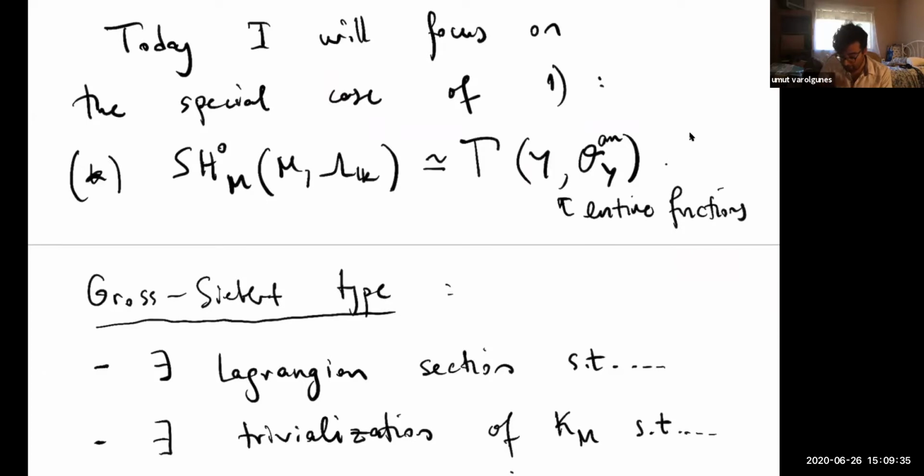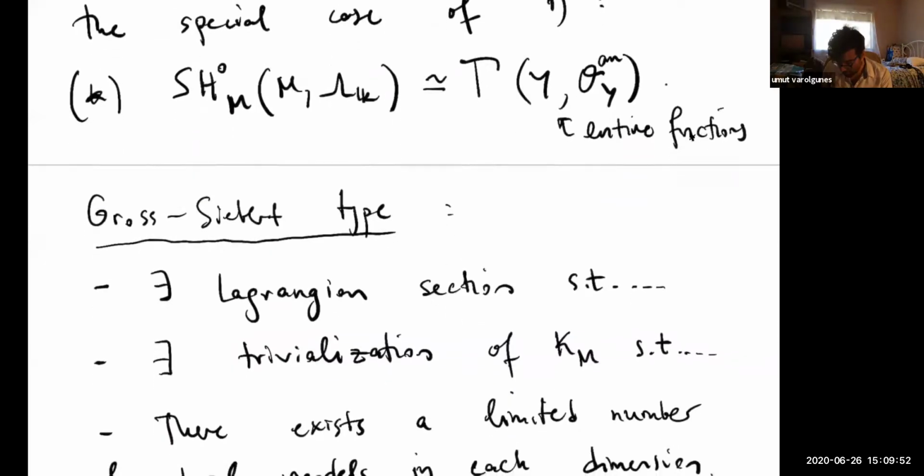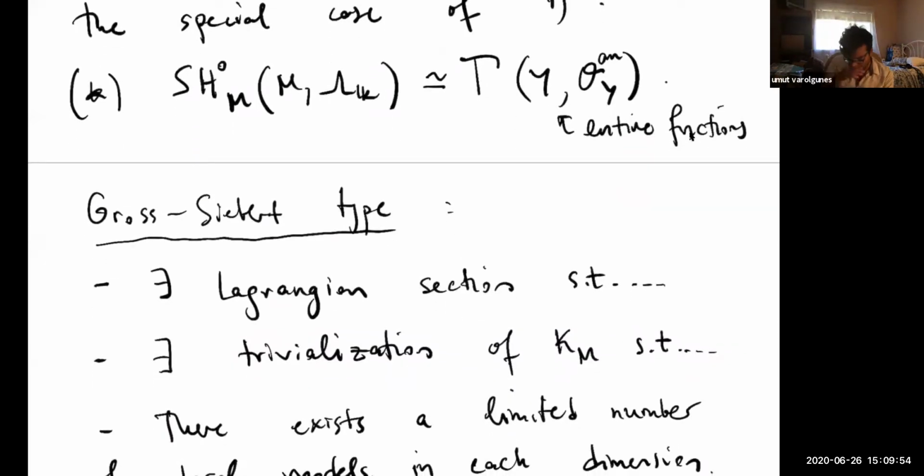Okay, so today I want to focus on the special case of this closed string version, where I look at degree 0 symplectic homology on the left side, and on the B side I look at just functions. And I'm not even going to think about algebra structures here, just vector spaces. This is going to be fine.